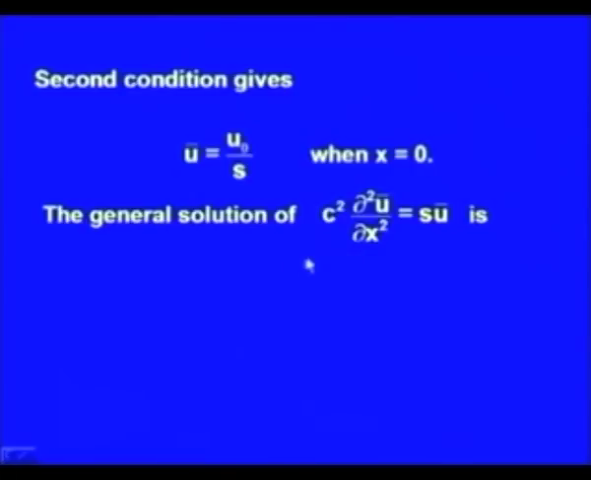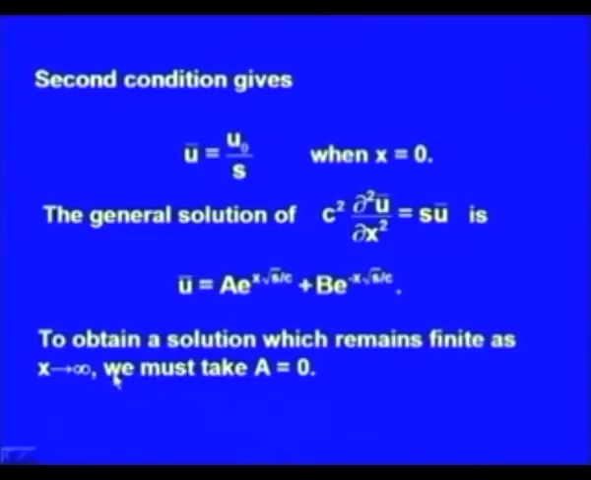And now, the general solution of c square del square u bar over del x square equal to s u bar, where u bar is u bar of x, s, is u bar equal to a into e to the power x root s by c plus b times e to the power minus x root s by c, where a and b are functions of s. Now, we have to find a solution which remains finite as x tends to infinity, and if that is the case, then we must have a equal to 0, otherwise e to the power x root s will tend to infinity as x goes to infinity.